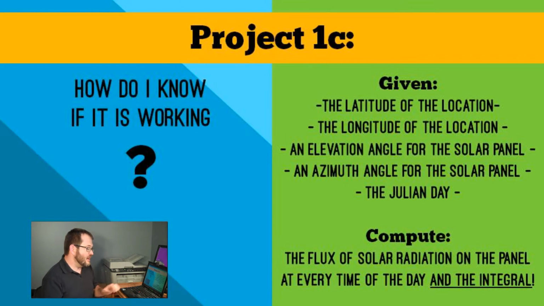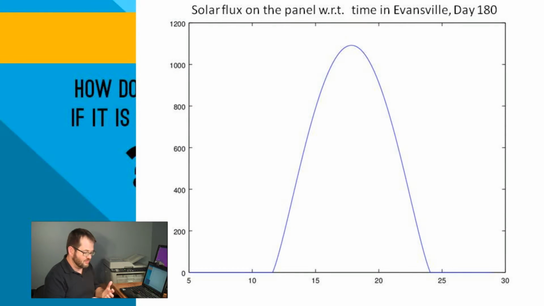How the heck are you going to know if your answer is right? Well, okay, we can test this. I tested mine using Evansville, Indiana, so go ahead and configure your program, put in the latitude and longitude of Evansville, put in the values for the panel's configuration that I give you on that manageable steps page in Blueline, and put in day 180, and you'll get a graph of this. This is my graph using the plot command, of time versus the instantaneous solar flux, and it looks brilliant.